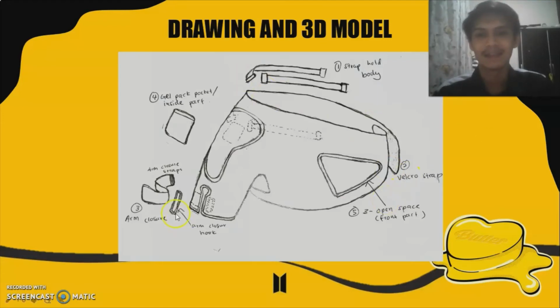And then we have an arm closure at the arm part. This arm closure allows the user to adjust the arm size according to their comfort. And then we have a gel pack slot which we put inside our shoulder brace guard. The gel pack is located at the shoulder part. And last but not least, we have 3 open spaces, one located in front, then at the side of our shoulder brace guard, and another one at the back.